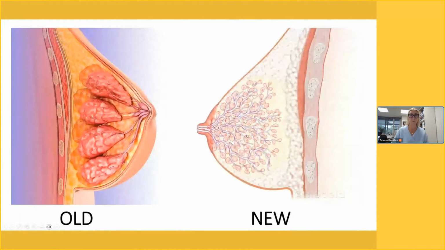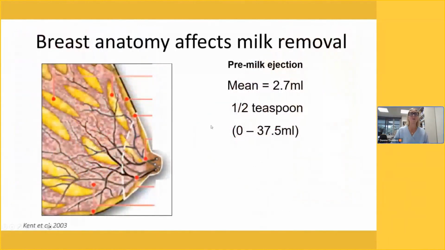So how does this breast anatomy knowledge affect what we understand about milk removal? Well, in one of our pumping studies, we found that before milk ejection, which is critical for effective milk removal, on average, mothers will only remove a couple of mils of milk, about half a teaspoon.